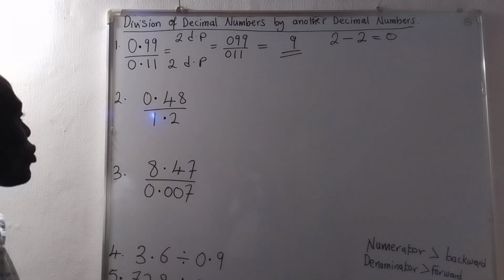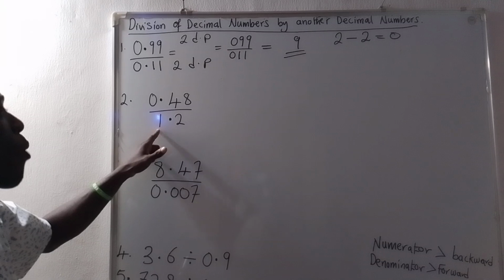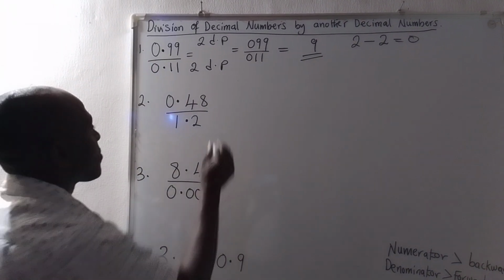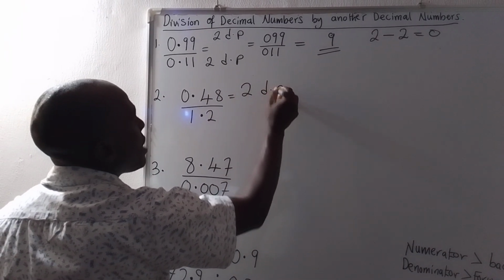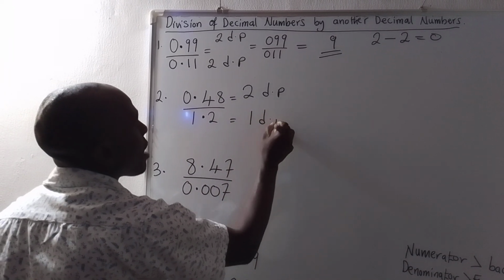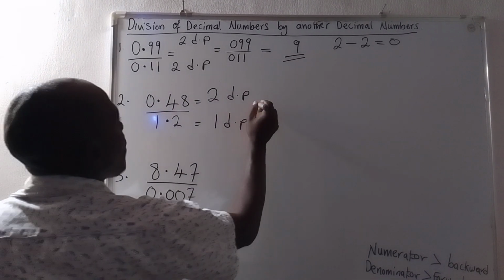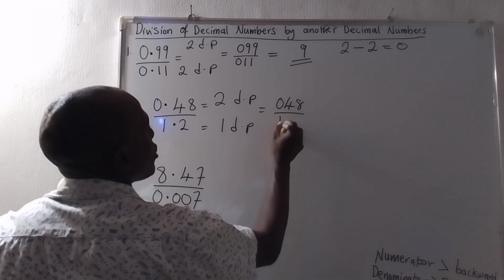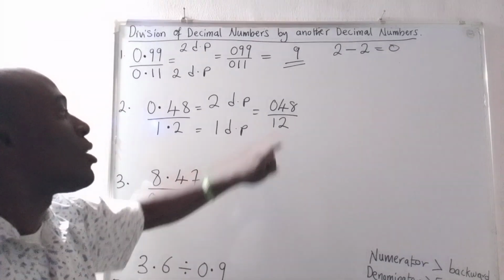Now let's quickly look at number 2, which says 0.48 divided by 1.2. The numerator, how many decimal places does it have? We have 1, 2. It has 2 decimal places. The denominator has how many? It has 1 decimal place. Now we can confidently remove the decimal point and divide. So we have 48 divided by 12.